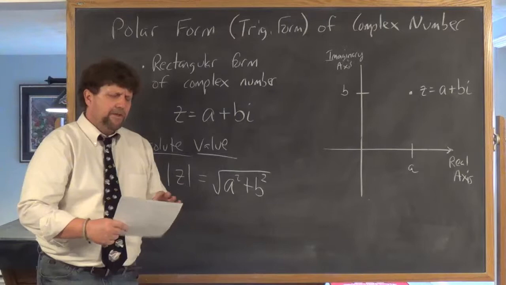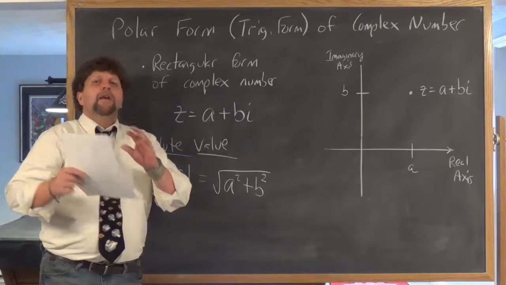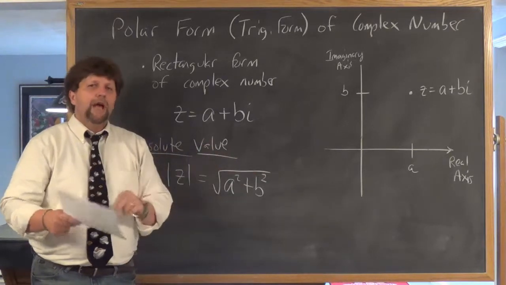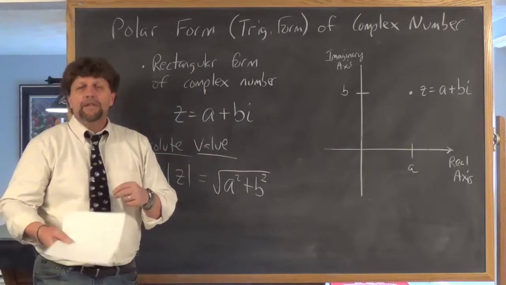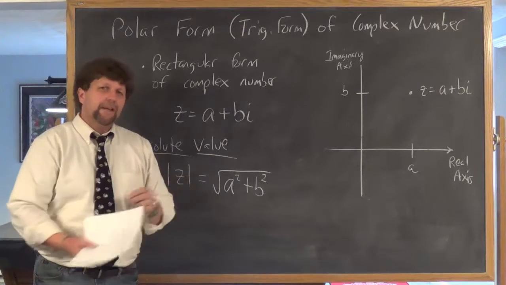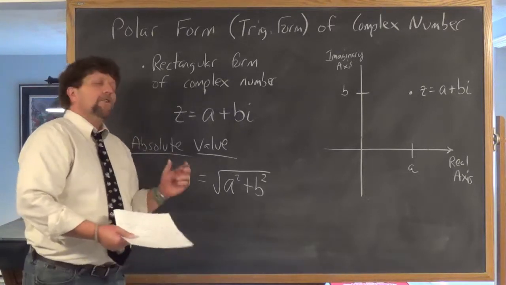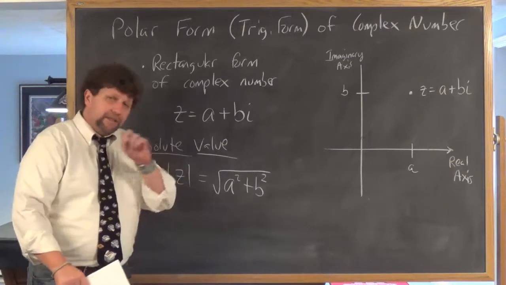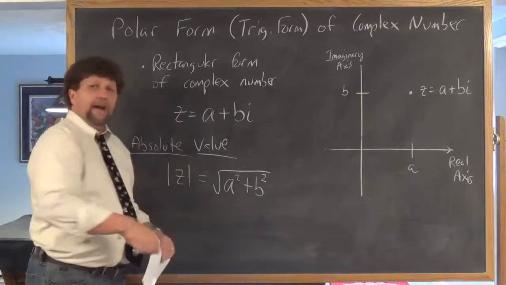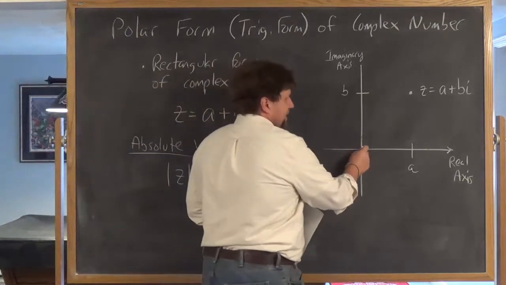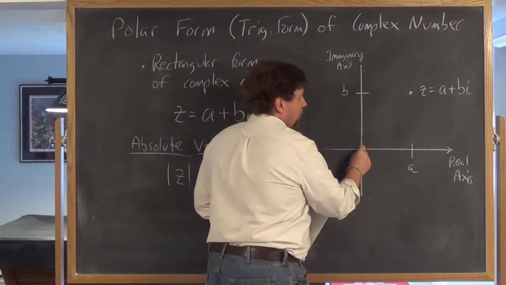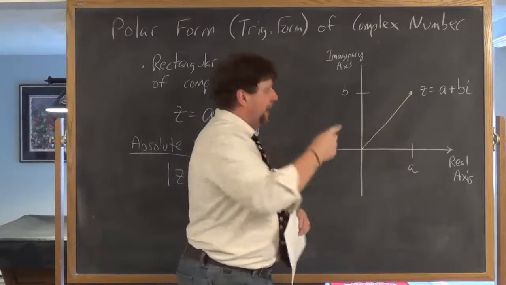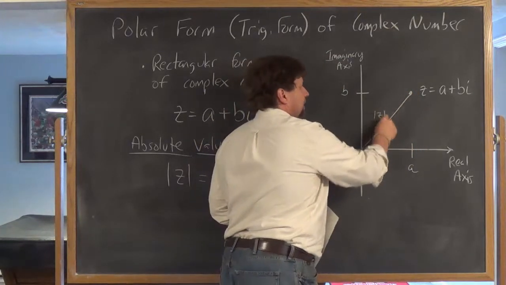Where's that coming from? With real numbers, if you just made a number line, absolute value has been instilled upon you as distance from zero on the number line. So I want you to think that absolute value still means a distance. And specifically, absolute value here is the distance from the origin to the complex number. That's what the absolute value is.